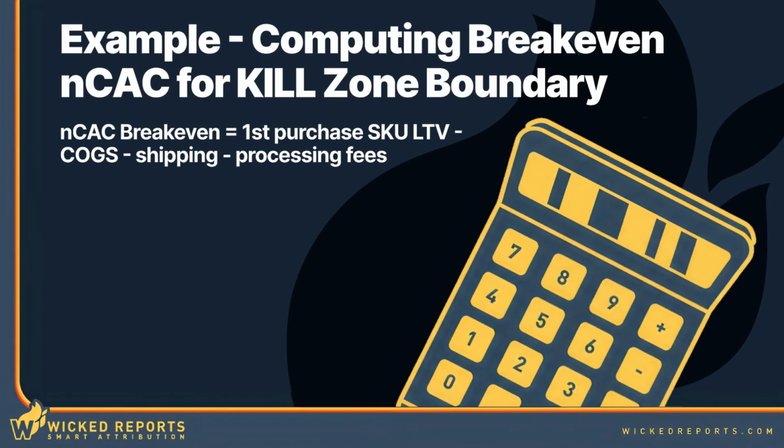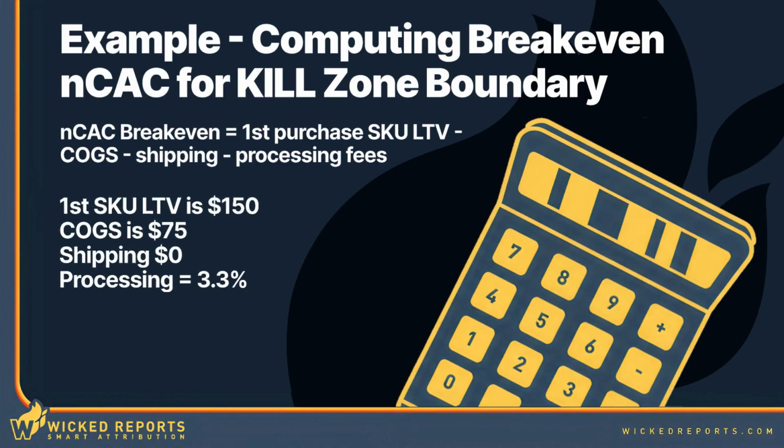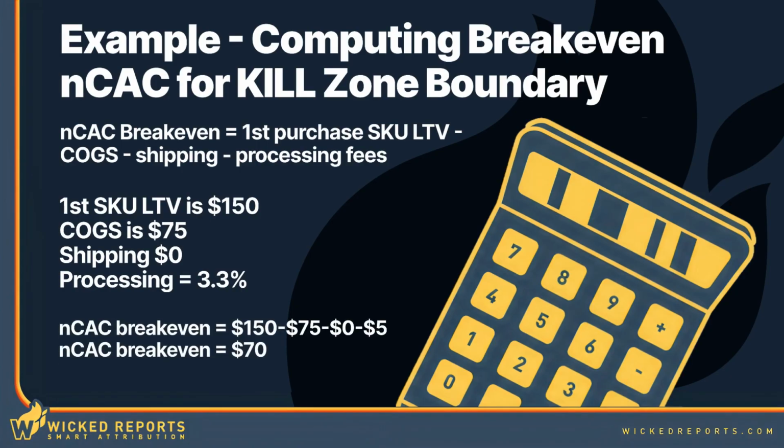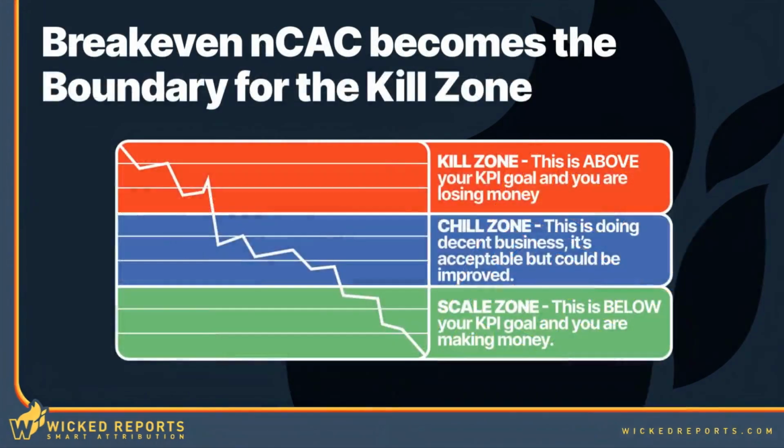My SKU LTV is $150, COGS $75, my customer pays shipping, so I incur no cost there, and a credit card processing of 3.3%. I run the formula and out comes my NCAC break-even of $70. I take that break-even NCAC value of $70 and that becomes the boundary to my kill zone. Above 70 to acquire a new customer and I'm losing money and need to take action.